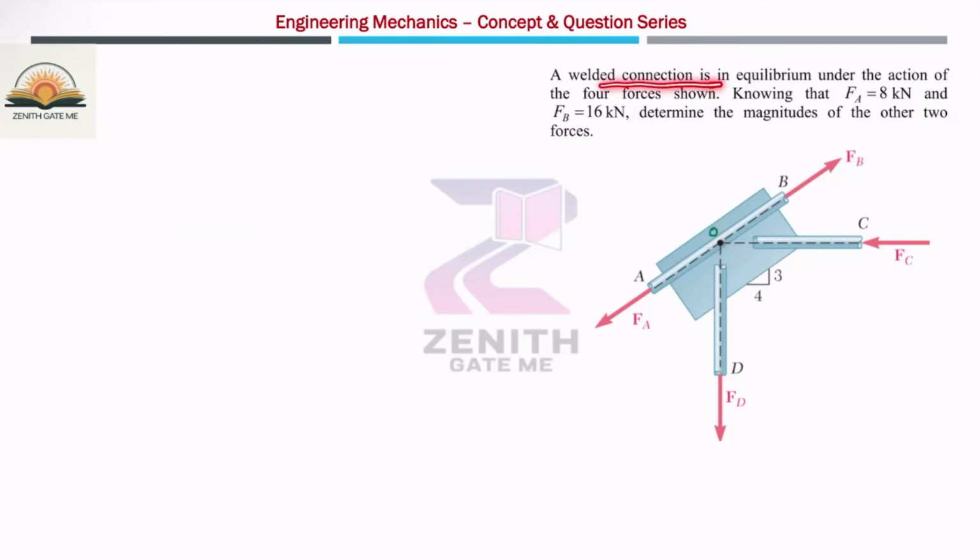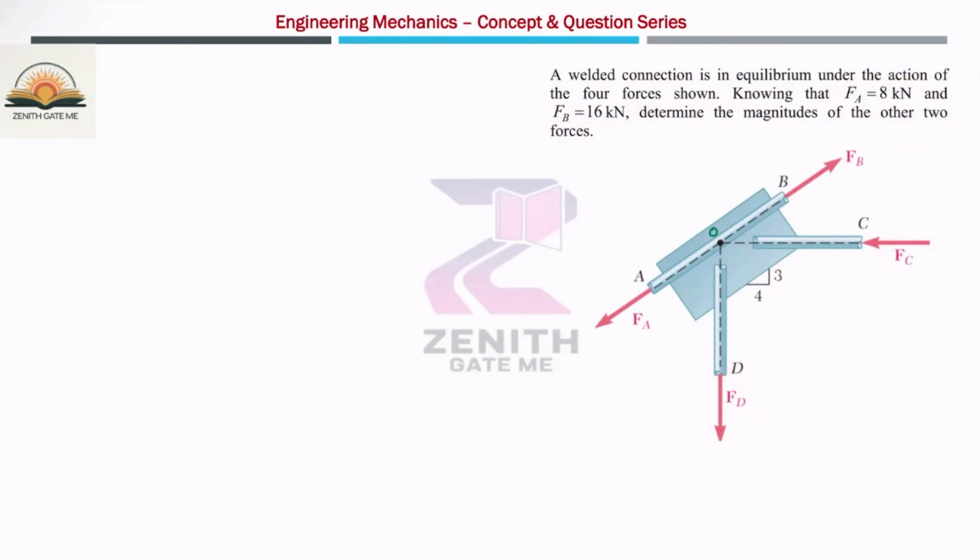A welded connection is in equilibrium under the action of four forces. Four forces are acting. Knowing that FA value and FB value is given, determine the magnitude of the other two forces. So you have to calculate FC and FD value, FA and FB are given. If only three forces are acting, then you can use Lami's theorem. There is no problem. But if more than three forces are there, then you have to use the generalized approach.